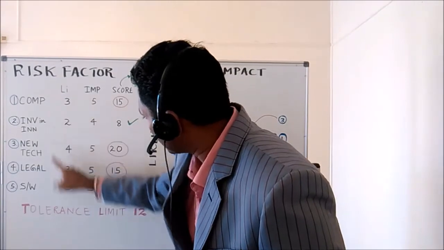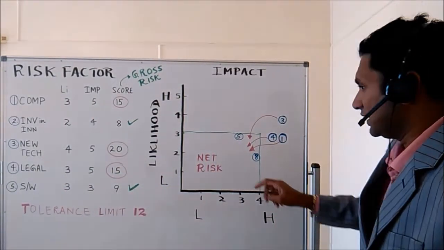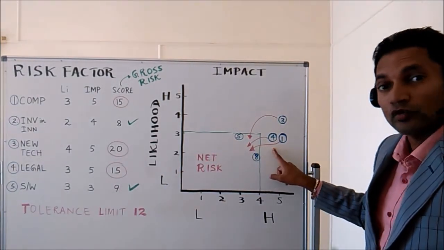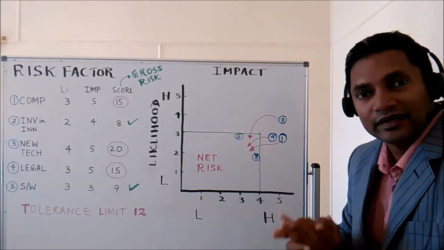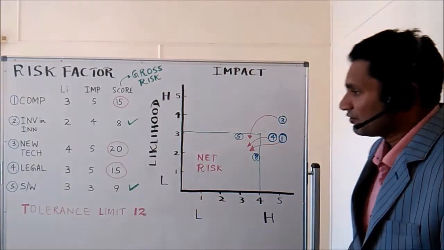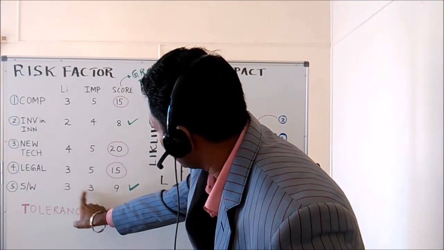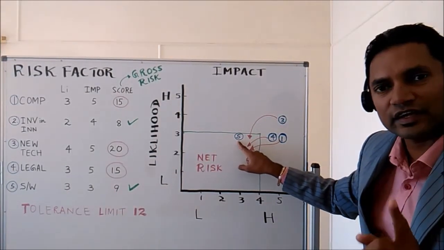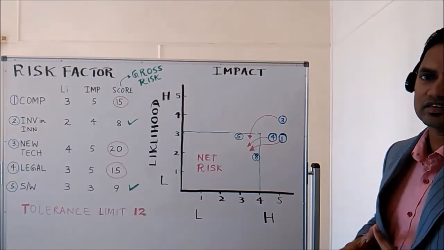Legal risk. Likelihood is 3, impact is 5. So where is that? Number 4. It's here. Do we need to manage this? Yes, because it is beyond our comfort zone of tolerance limit. Final one, software risk. Impact is 3, likelihood 3. So that is number 5, here. Do we need to manage that? No, because it's within our tolerance limit.